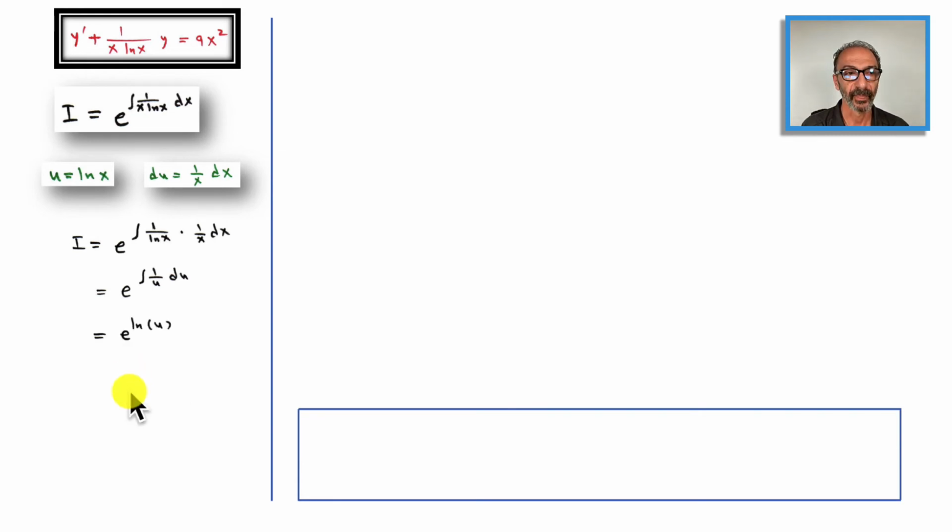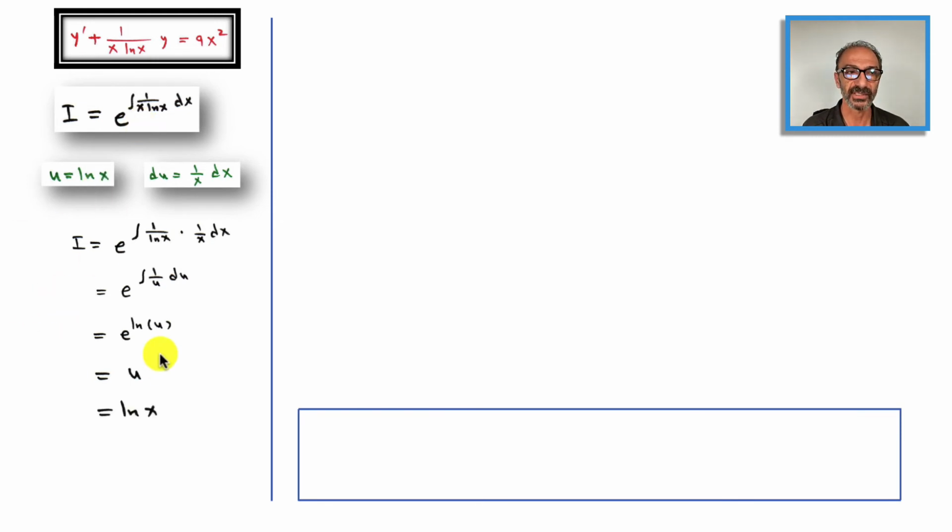That becomes e to the power ln u. The integral of du over u is ln u. The derivative of ln x is 1 over x. The derivative of ln u is 1 over u times du. So, ln is the inverse function of e because it has the base e. Applying this twice, that cancels, and we get u by itself. And what is u? It's ln x.